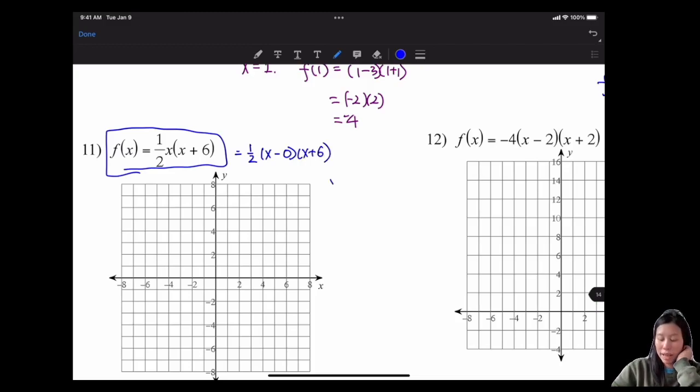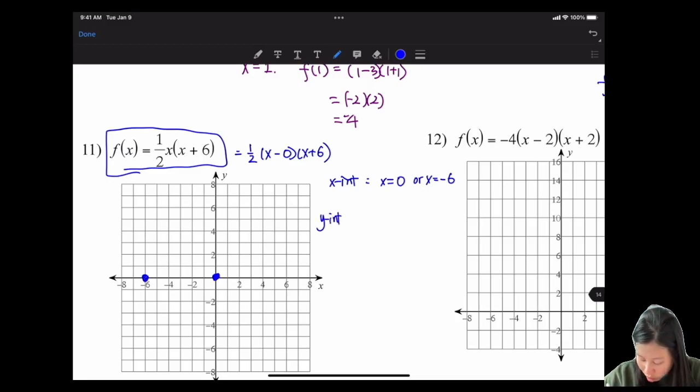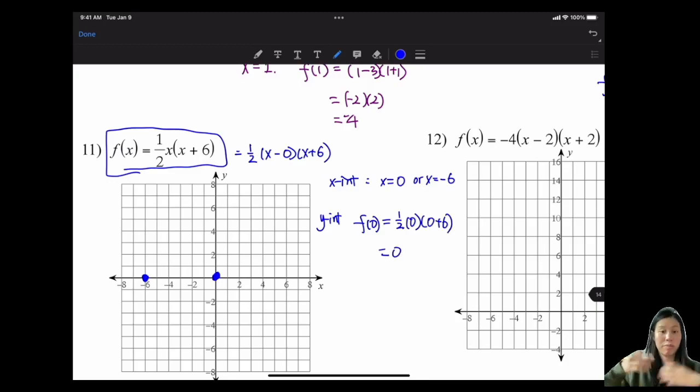So that means your x-intercept is x equals 0 or x equals -6. So it's (0, 0) and (-6, 0). The y-intercept is when x equals 0, which is 1/2 times 0 times (0 plus 6), which is 0, the same point as here. So sometimes the x- and y-intercepts can be the same thing.